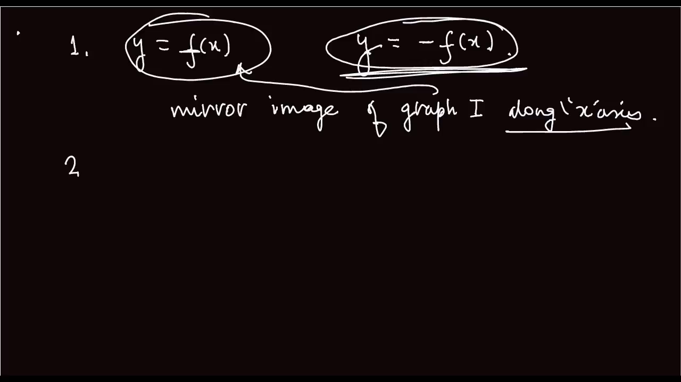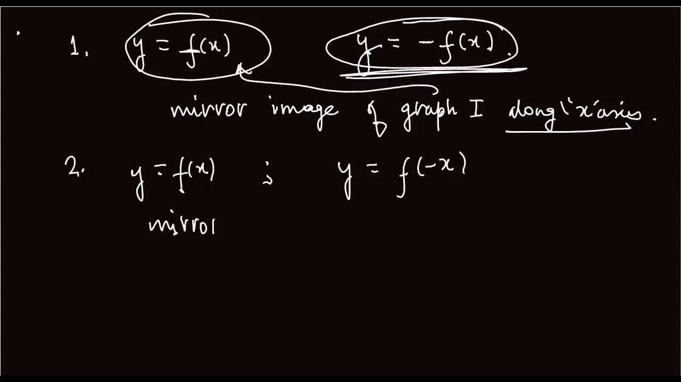Second point is, if you have y equals f(x), of course, as your primary function, then y equals f of minus x will be the mirror image of graph 1 along the y-axis.